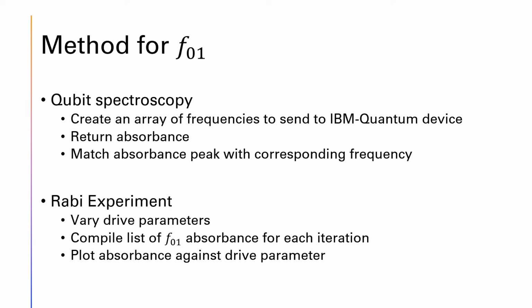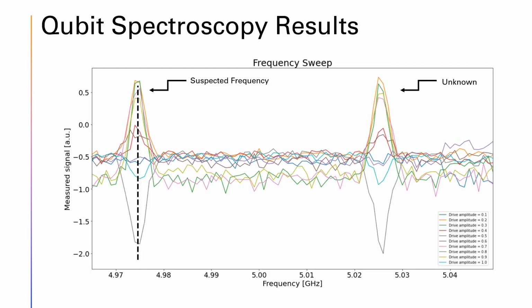To determine the drive parameter that promotes the qubit to the first excited state, we performed a Rabi pulse experiment where we varied the drive parameters and compiled a list of absorbance at the suspected fundamental frequency. As seen, we detected two peaks in our spectroscopy data for each different drive parameter. Based on literature, the suspected frequency is below 5 GHz. However, we have a peak greater than 5 GHz, so we consider this peak unknown.